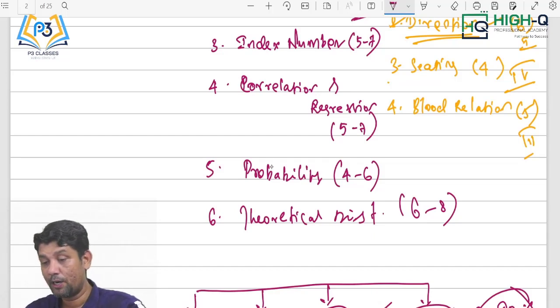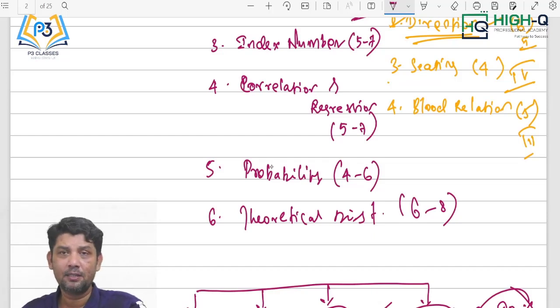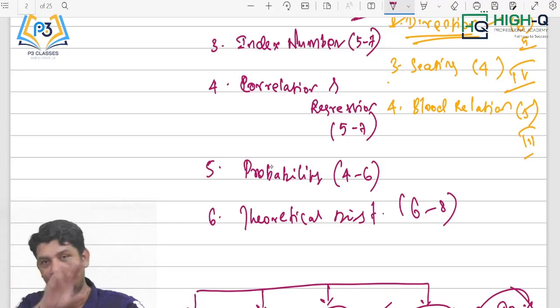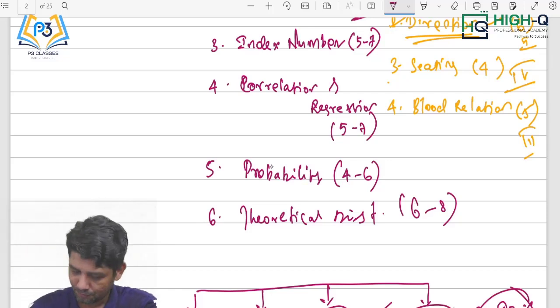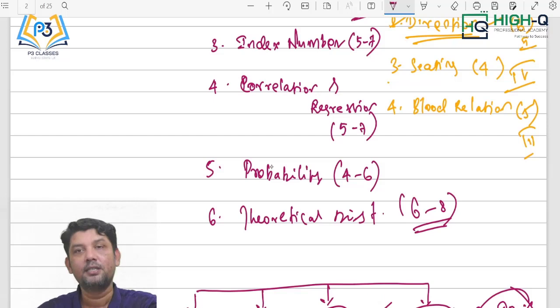What should we do when all the answers are approximate? We can't help, my dear. You need to practice it properly. That is, the calculator cannot be used. If all the options are approximate, very close answers, don't use the calculator. That's what I can suggest. Theoretical distribution carries 6 to 8 marks.